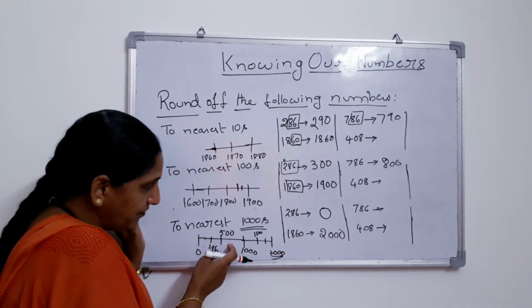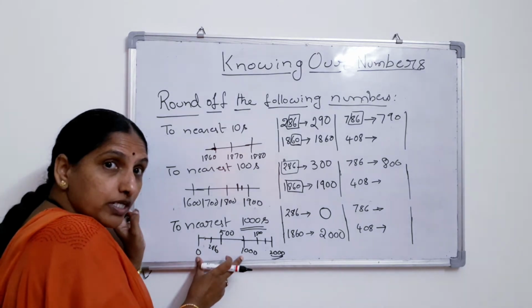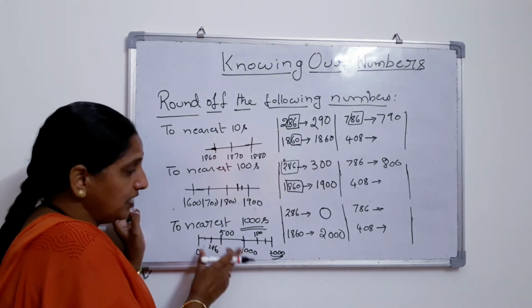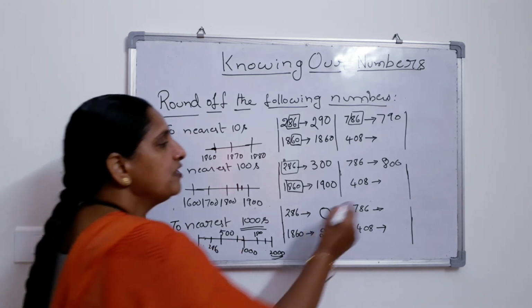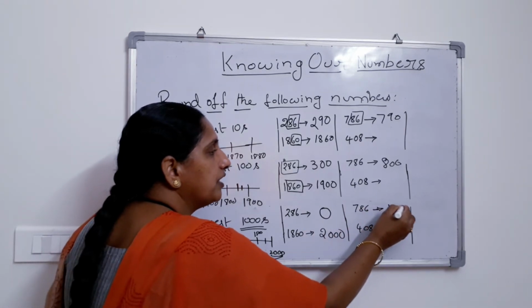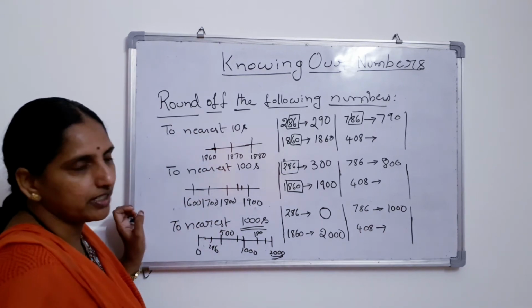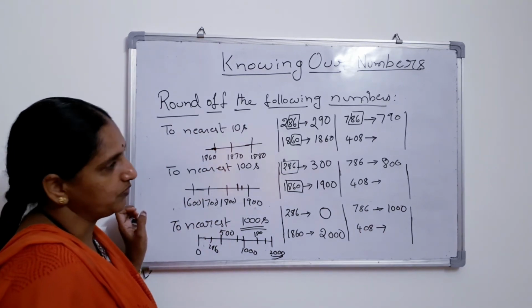786 is greater than 500. It lies between 0 and 1000, and it is greater than 500. Somewhere here 786 will come. So it is very clear, near to 1000. So the rounded number is 1000.